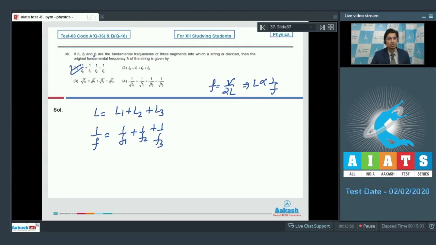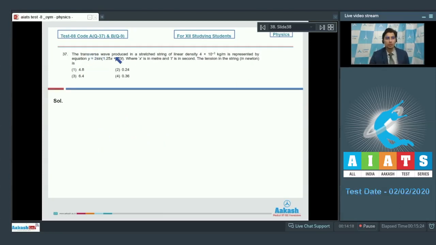Dear students, now let us proceed to question number 37. Question 37 says a transverse wave produced in a stretched string of linear density 4 into 10 raised to the power minus 3 kg per meter is represented by equation y is equal to 2 sine (1.25x plus 50t), where x is in meter and t is in second. The tension in the string in Newton is.